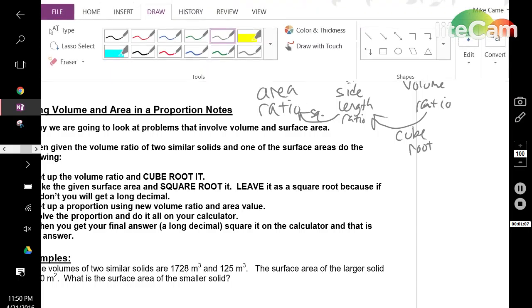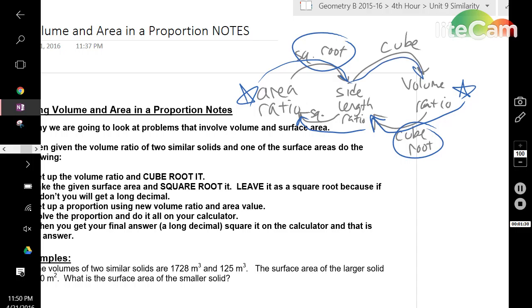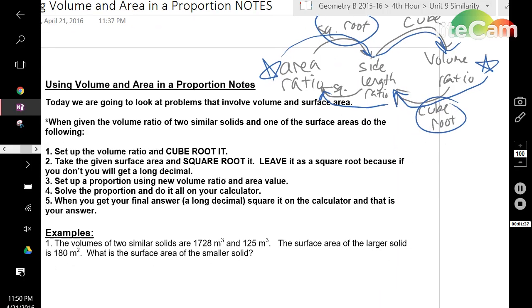So if someone were to start over here at volume, you could work your way through to the side length by cube rooting, and then over to area by squaring. Likewise, if you were to start at area and wanted to go to volume, you'd first square root it, then cube it. As long as you keep this diagram in mind, these problems become much easier.